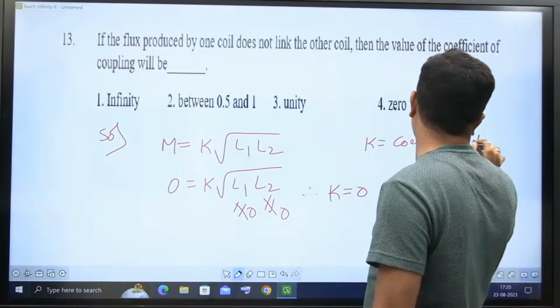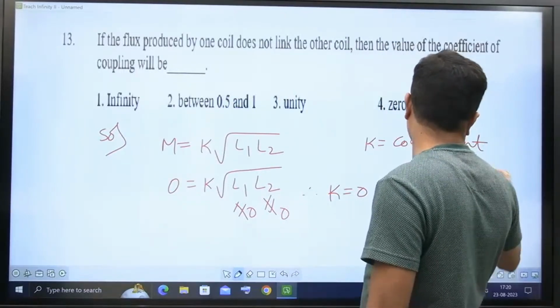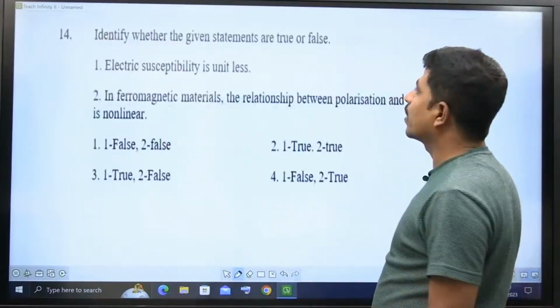K is called as what? Coefficient of coupling, right? K is called the coefficient of coupling, so it is equal to 0. Let's go to the next question.